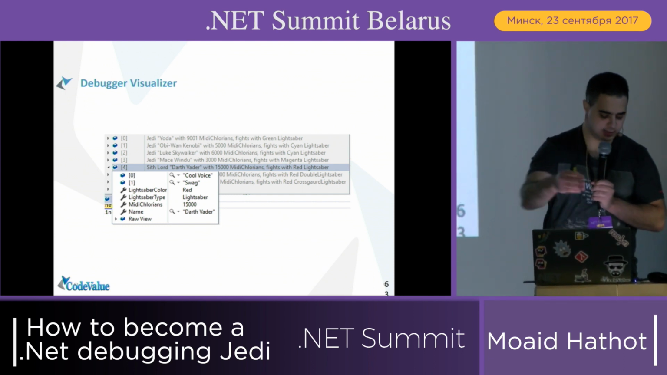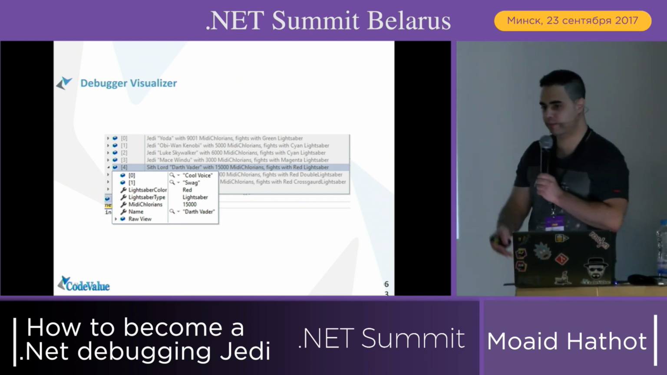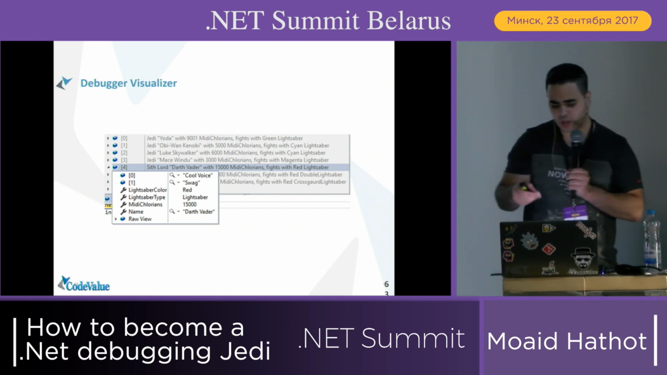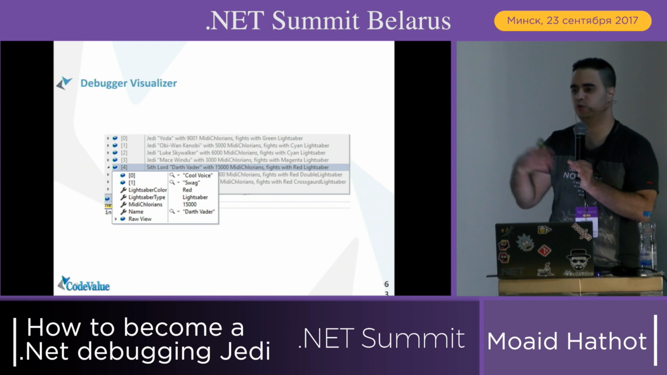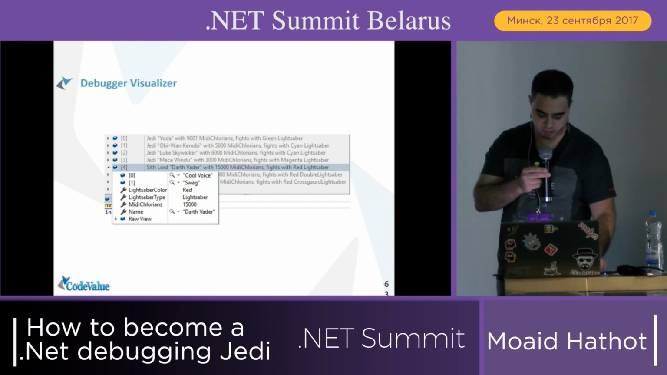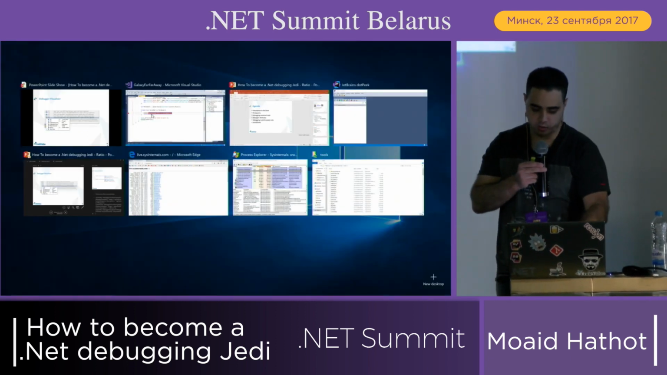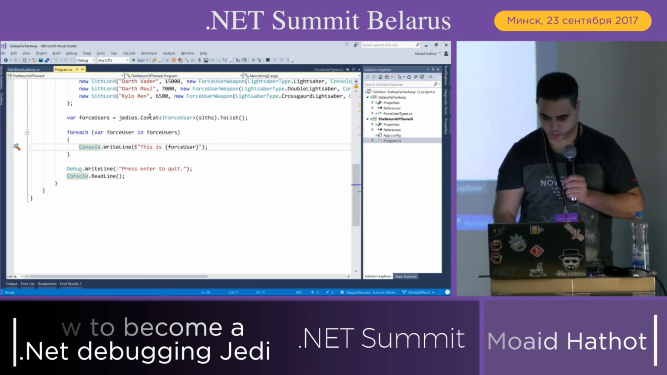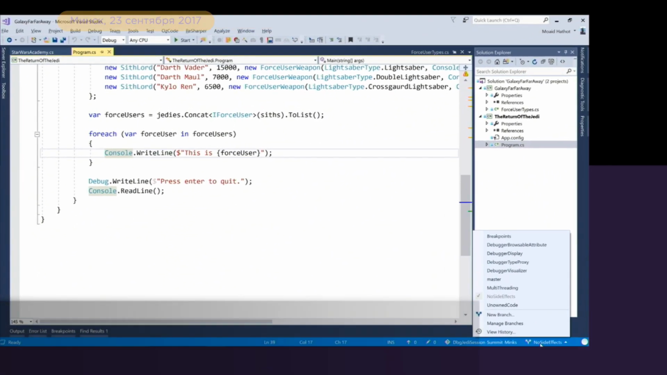So I have this list, I have these items, but this is not enough because maybe I need a better way to view these items. What can I do? Well, I can use debugger visualizers. So I just remove this breakpoint. I will go here.